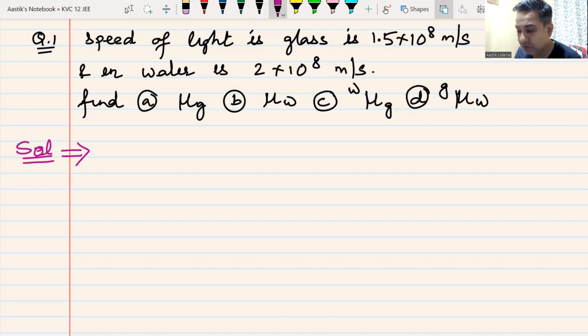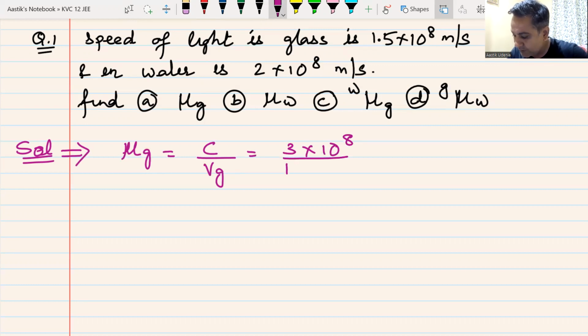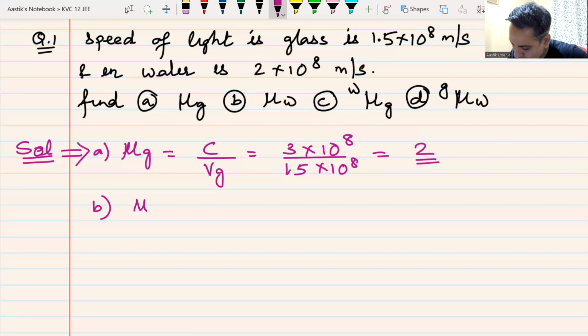Let us solve the question now. Everyone could do this, yes or no? The first one is refractive index of glass, mu of glass, which will be C divided by speed of light in glass. 3 into 10 raised to the power 8 divided by 1.5 into 10 raised to the power 8. And my dear friends, the answer is a sweet little 2. Yes or no? B, refractive index of water with respect to vacuum. Can I have some raised hands from everyone that we understand this?